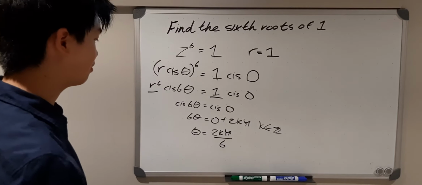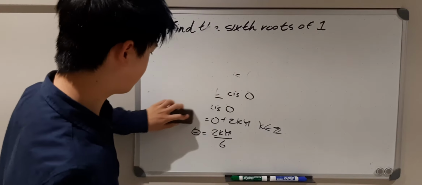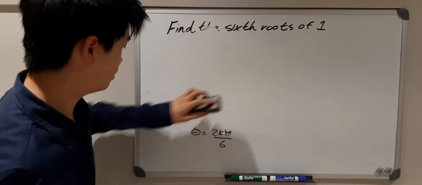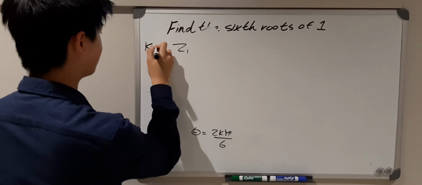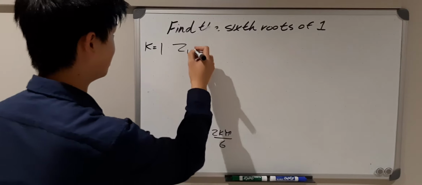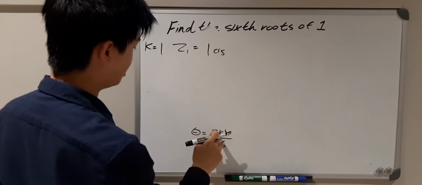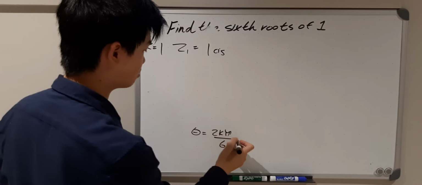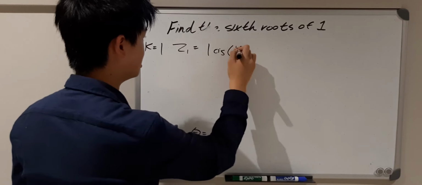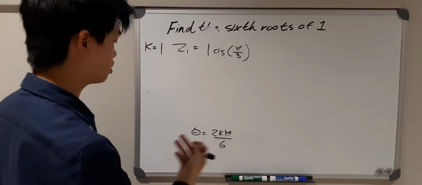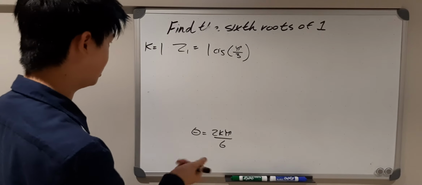Okay, so first we have to find the different solutions. So I'm just going to erase all this. Okay, so first let's start with z1, where k is equal to 1. Therefore z1 is equal to 1 cis, well, that would be 2 pi over 6, which is equal to pi over 3, so that would be pi over 3. So this would be our first solution. We're just trying different values of k, or different values of theta.